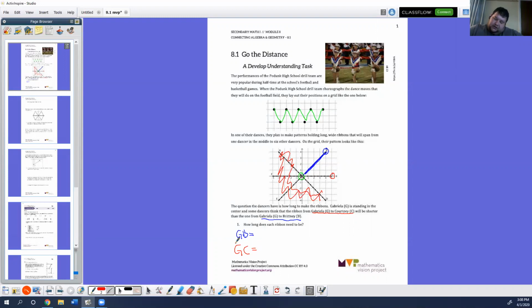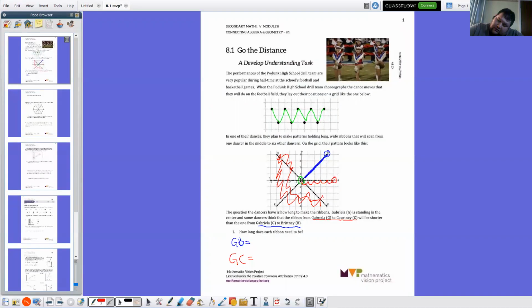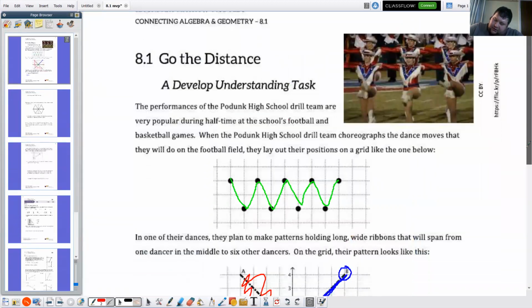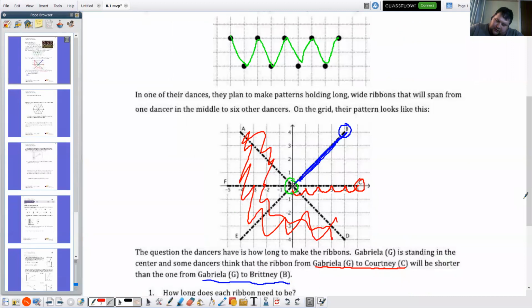So we're looking at GC, and we are going to be looking at, whoa, the monitor screwed up a little bit. Okay, so we're looking at GC, and we want to figure out this distance right here. Let's make this a little bit bigger so it's easier to see. Boom, there we go. Okay, sorry about that. Now we can all see it together.